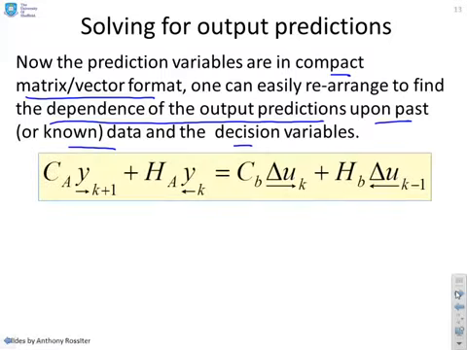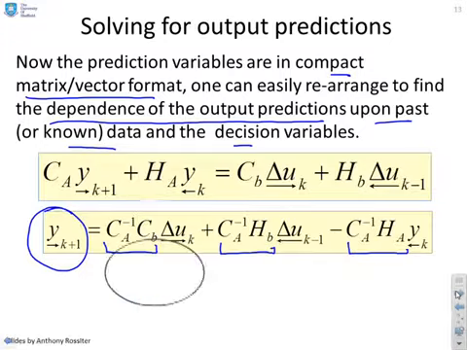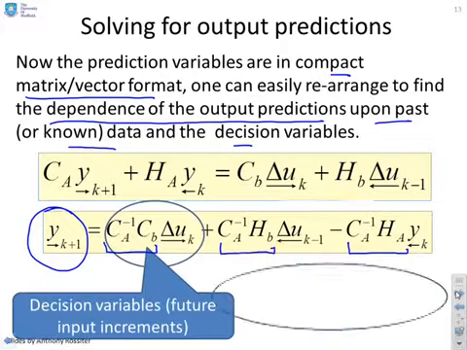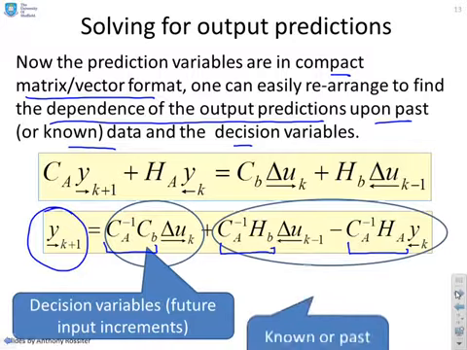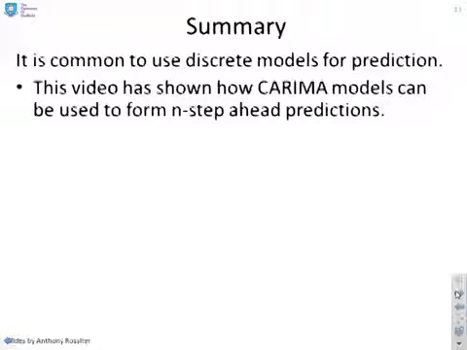So there's the equation we've got, and you can see we can easily multiply through by CA inverse, which is what I've done here, and you'll see here's my output predictions on their own. They have some dependence on the future input increments, they have some dependence on the past input increments, and they have some dependence on the past outputs. So it's very, very clean. We can see how the future variables, the things we want to choose, affect our predictions, and how the past affects our predictions. Very clean, very easy format.